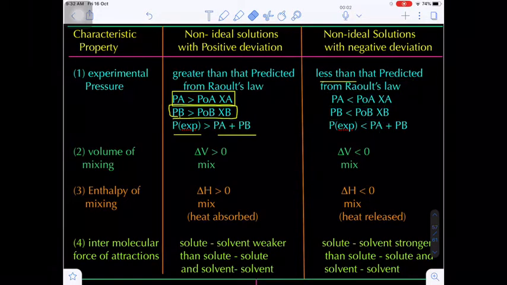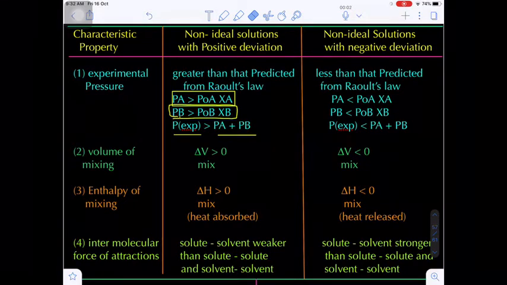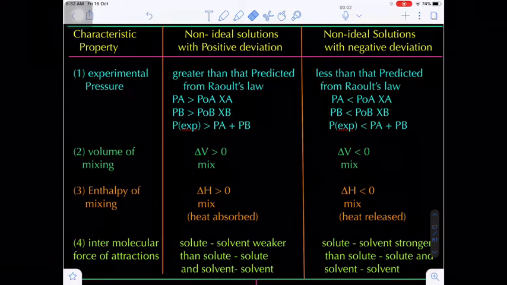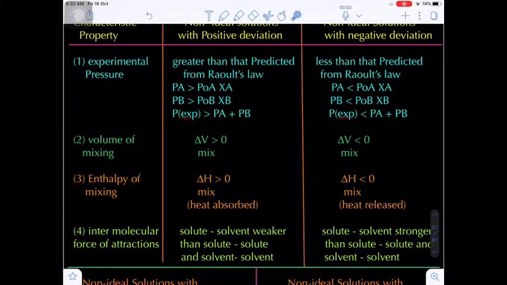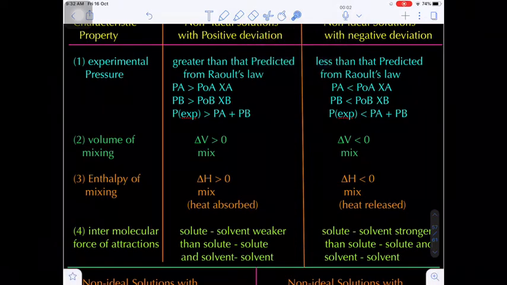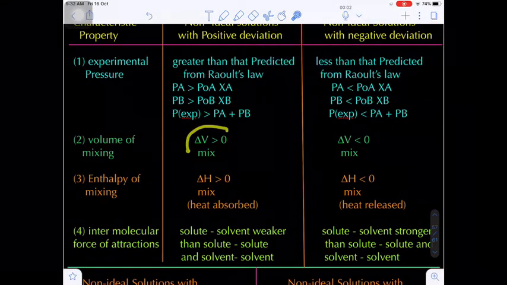Are you getting my point? So this is called non-ideal solutions showing positive deviation, as well as non-ideal solutions showing negative deviation from Raoult's law. Are you getting my point? Now here the next difference will be the volume of intermixing.